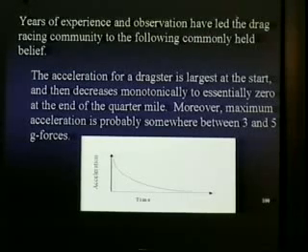Now, years of experience and observation have led the drag racing community to the following commonly held belief. The acceleration for a dragster is just like we showed in the picture for Bobby. It starts out really high, and then it goes down to essentially 0. In fact, you should gear yourself so that it is 0 at the end, otherwise you're not using everything you have. This is the common belief of what the acceleration looks like. Moreover, the maximum is somewhere between 3 and 5 g-forces.